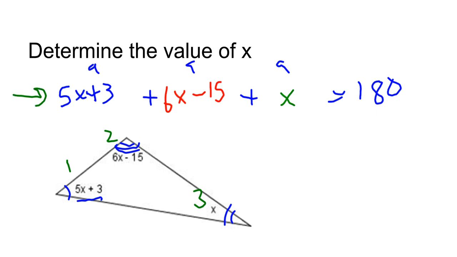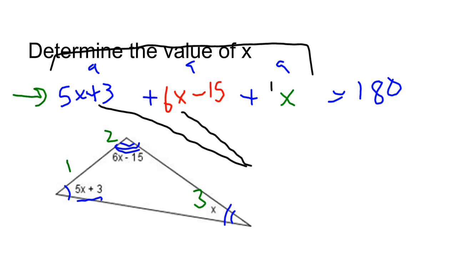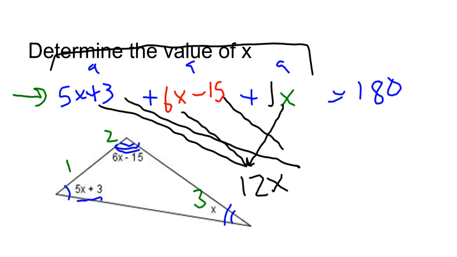Now it's algebra time. The geometry's done. It's just algebra from here on out. So here's what we're going to do. We're going to combine our like terms. I'm going to start looking just at the left side of the equation. I can pull a 5x plus 6x, that's a 1x. Add those together, and what do we get? 5 plus 6 plus 1, that's 12x. And we have 3 minus 15. So 3 minus 15, that would be minus 12. And then my equal sign, I've got equals 180.